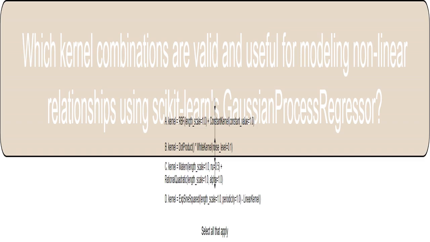This question asks us to identify which combinations of kernels are both mathematically correct and effective at modeling relationships that are not simply straight lines. We need to carefully consider how different kernels work together. Let's dive into each option.